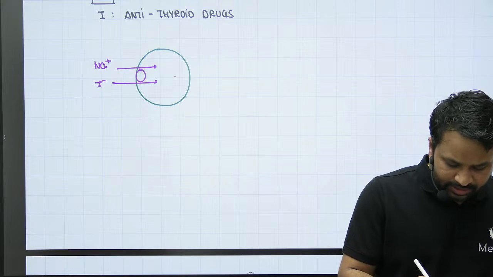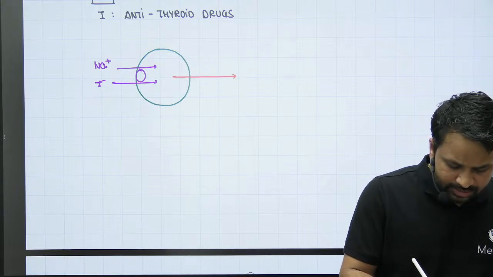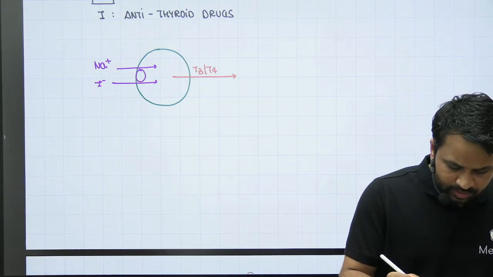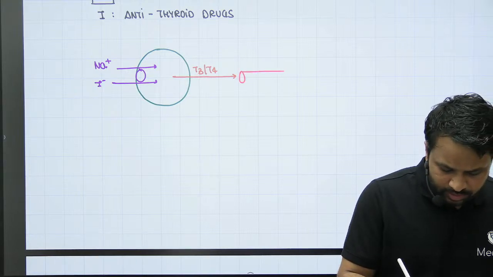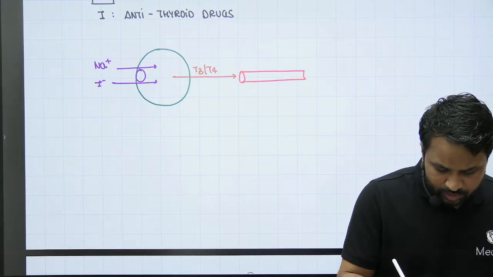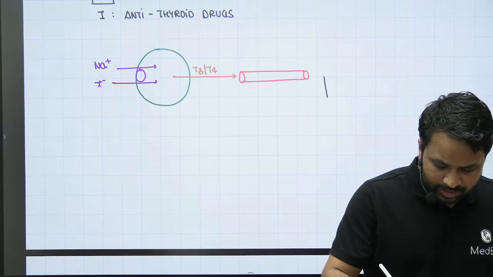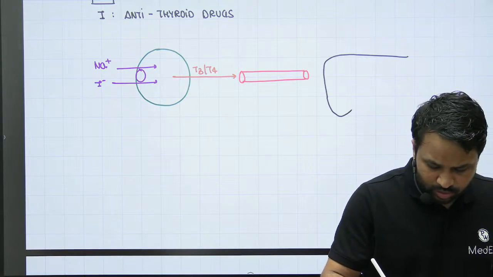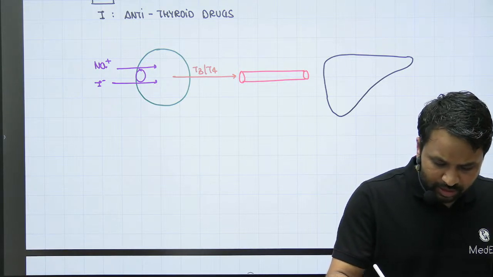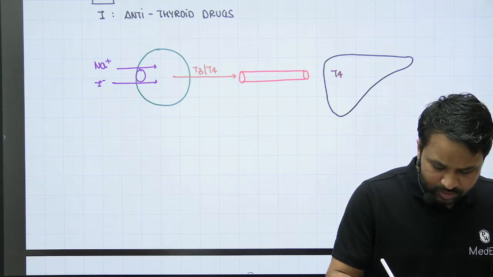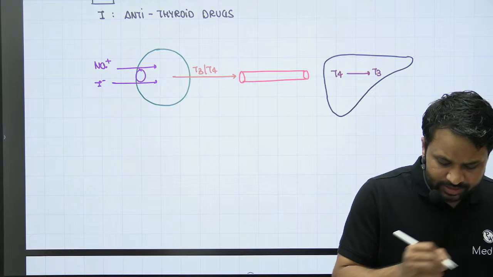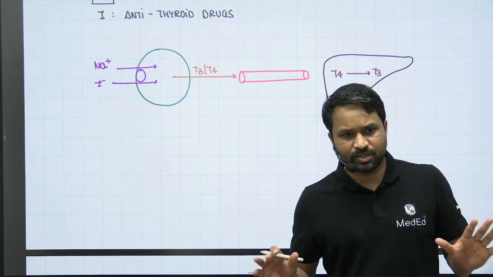Once the T3, T4 is formed, it will be released into the systemic circulation. From here, it will go into every nook and corner of the body, but whenever the requirement for the hormone is going to increase, what is going to happen? You will notice that the T4 is going to get converted into T3, that is your peripheral conversion. This is what we know.